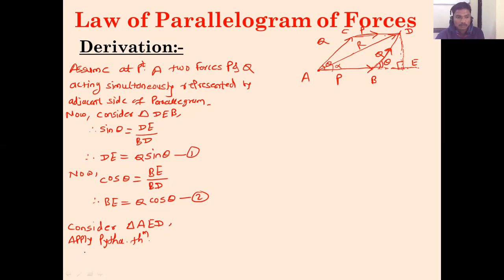So hypotenuse square. What is hypotenuse square? AD square. AD square equals AE square plus DE square. AE is nothing but the addition of which two sides? AB and BE. So we will write (AB plus BE) square plus DE square.